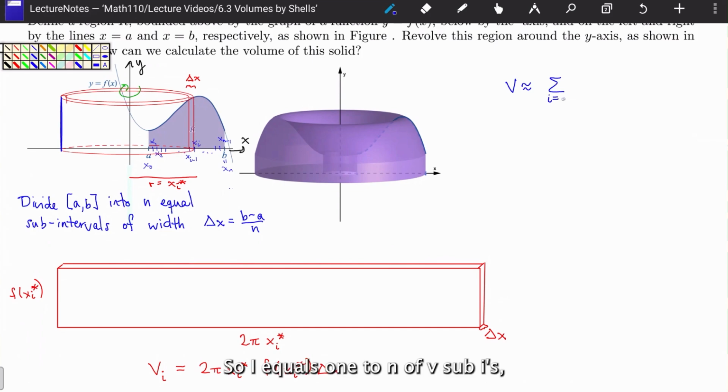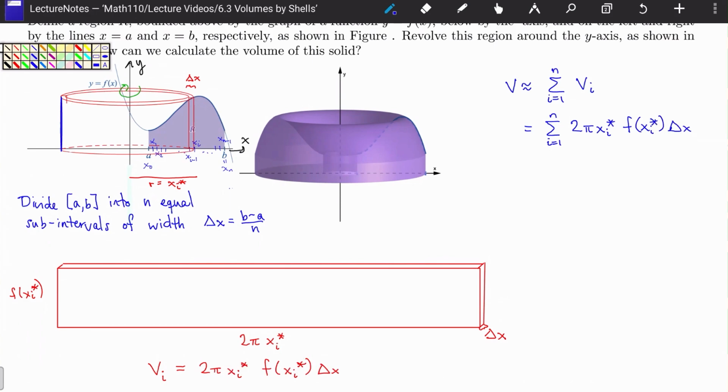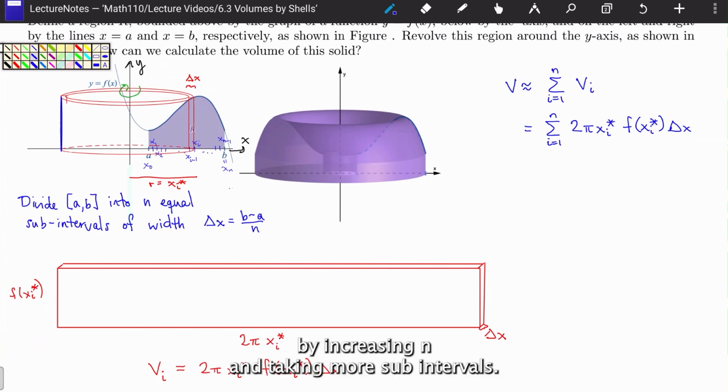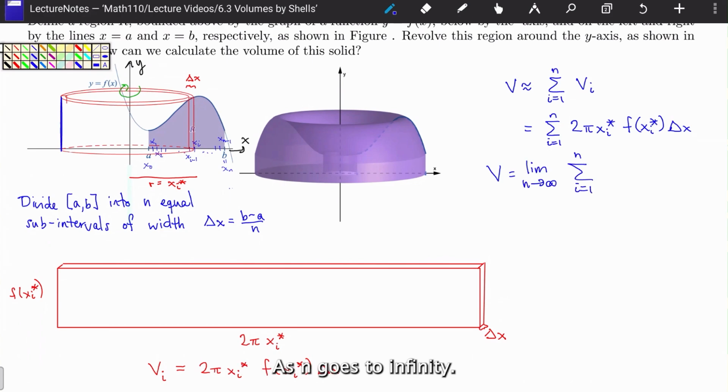So the sum from i equals 1 to n of v sub i's, which is the sum from i equals 1 to n of 2 pi xi stars times f of xi stars times delta x's. As we've seen before in other processes, we get a better approximation by increasing n and taking more subintervals. And so we will define the actual full volume to be the limit of this process as n goes to infinity.